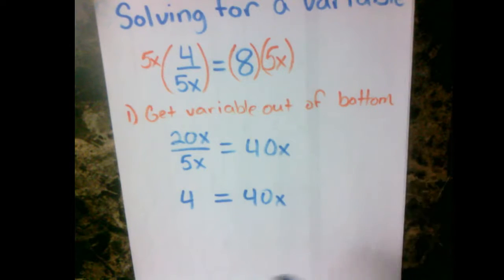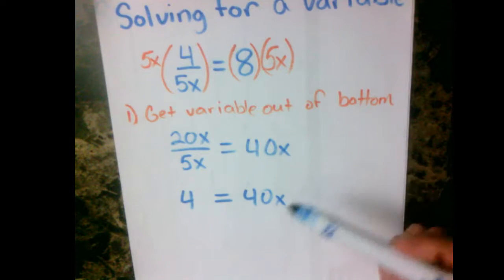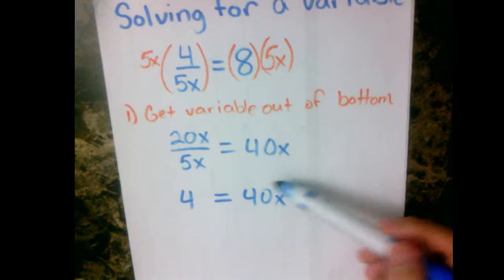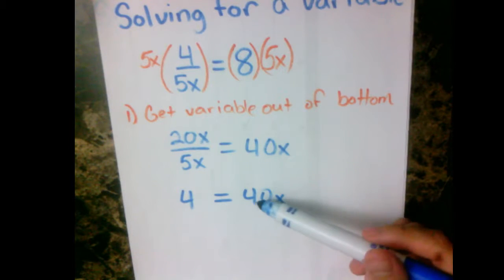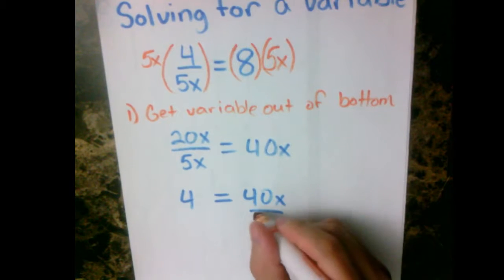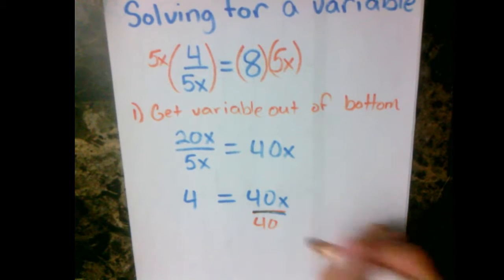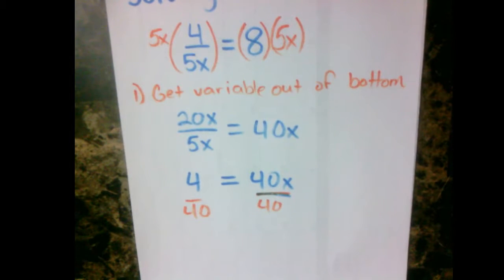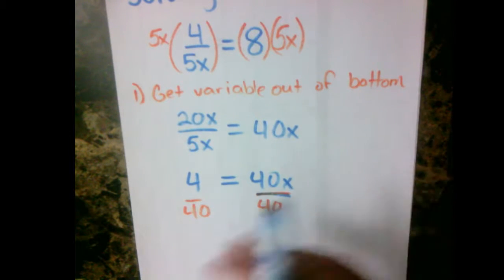Alright, and from here, again, it's a matter of opposites. So this is 40 times x. To get this x alone, I just have to do the opposite. The opposite of times 40 would be divided by 40. I guess I did that in the wrong color. Divided by 40. And we do that on both sides. Whatever you do to one side of the equation, you have to do to the other side. And now it's some simplification.